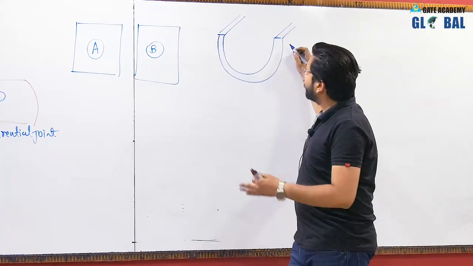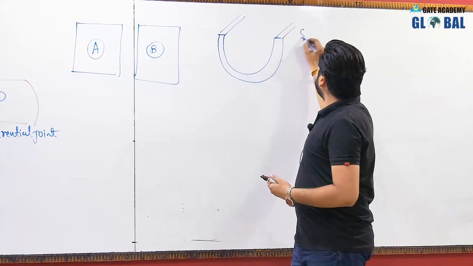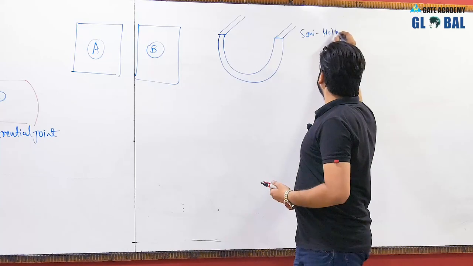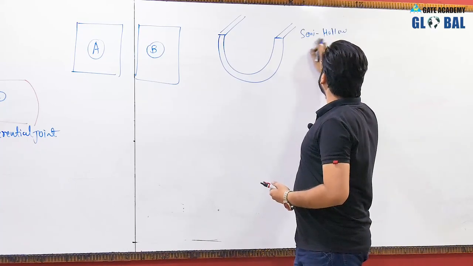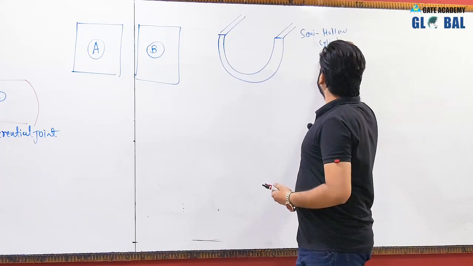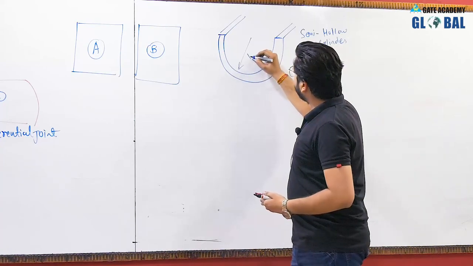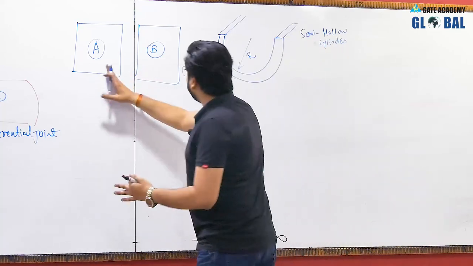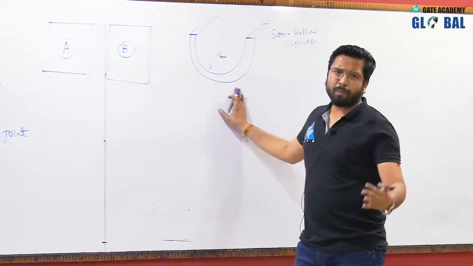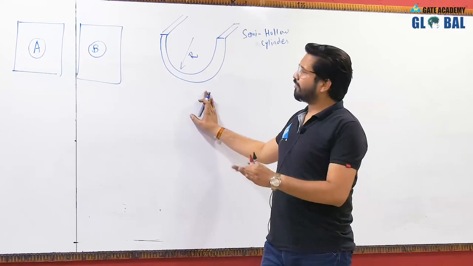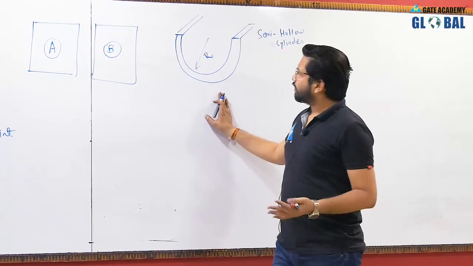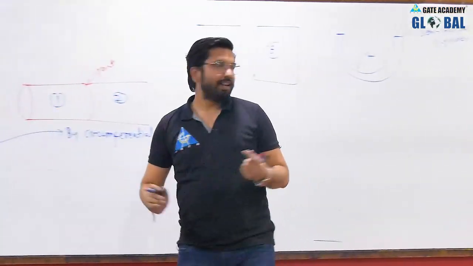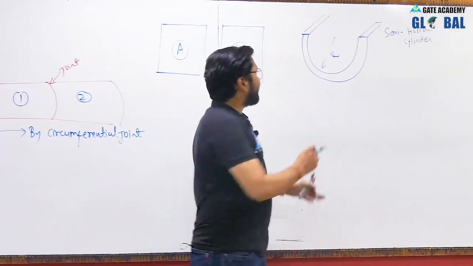They will look more like semi-hollow cylinders, and this will be the inner radius R. They will be formed in this shape by a bending operation or by a rolling operation. Different manufacturing processes are possible so that they can be formed in this shape. So you will be using plates or sheets, and you will be forming them in this shape.